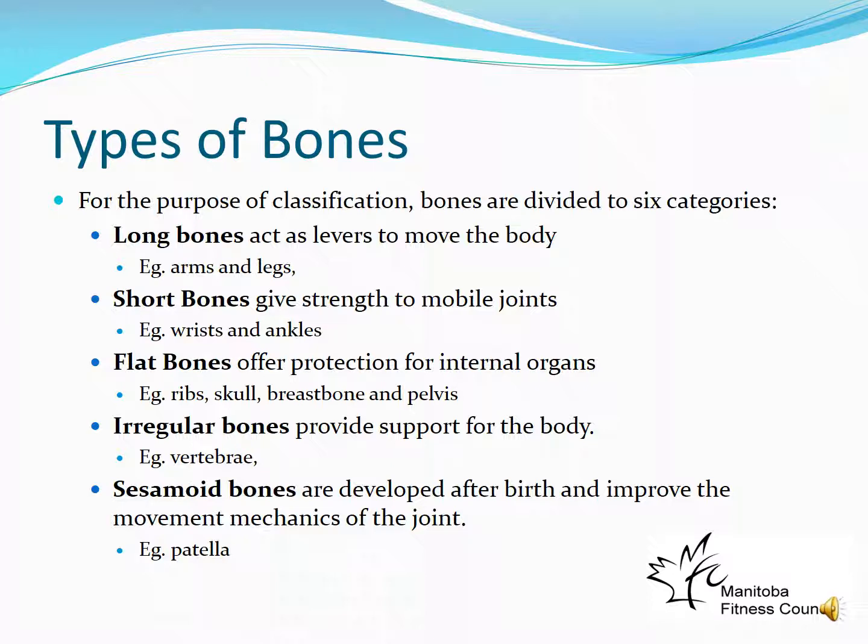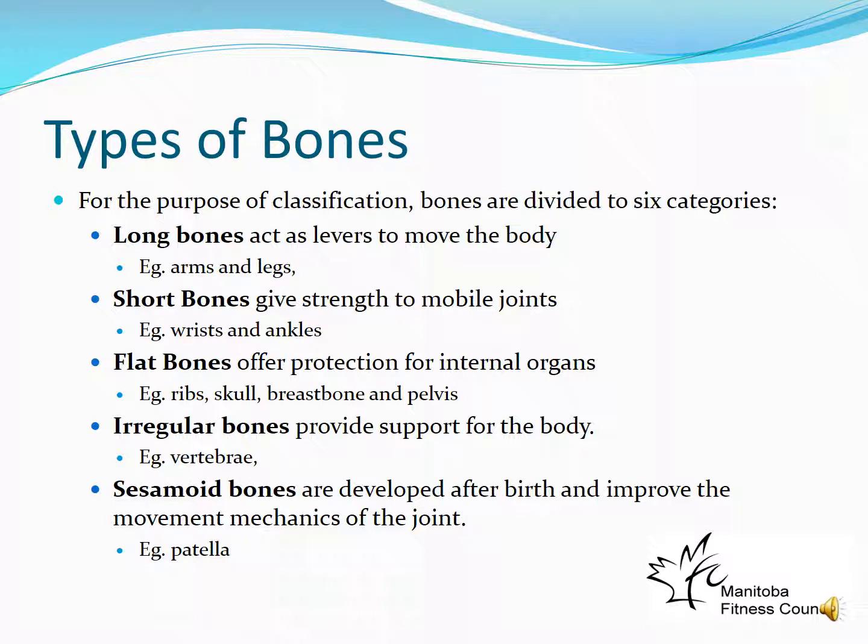So the next category are short bones. Short bones are going to give strength to mobile joints. So keep this simple for yourself, but in our wrist, which we're not responsible for knowing the names of the different bones in our wrist, we have multiple small little bones, and these would be considered short bones. If you took a look at the wrist bones, they seem to be as wide as they are tall. We have multiple ones there, as well as in our ankle. Below the tibia and fibula, our ankle joint there is actually comprised of several small bones. So we think of short bones there.